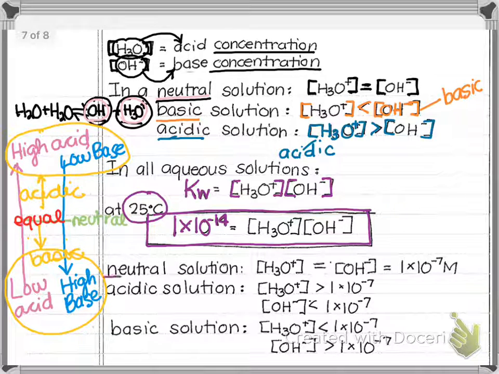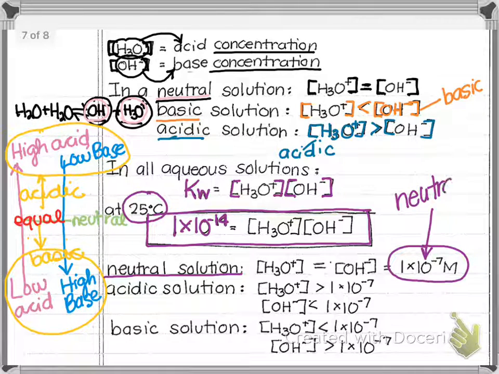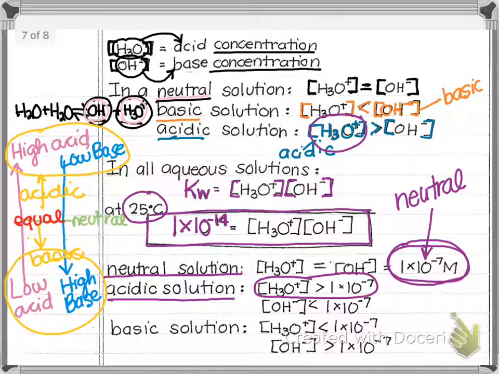When a solution is neutral, mathematically, the acid and base are equal, and they both have to equal 1 times 10 to the negative 7. So a neutral solution has a concentration for both acid and base as 1 times 10 to the negative 7 molar. Now in an acidic solution, remember that the acid is greater. So the acid would have to be greater than 1 times 10 to the negative 7. So in an acidic solution, the acid is greater. But as a result, since it's a sliding scale, the base becomes less than 1 times 10 to the negative 7.